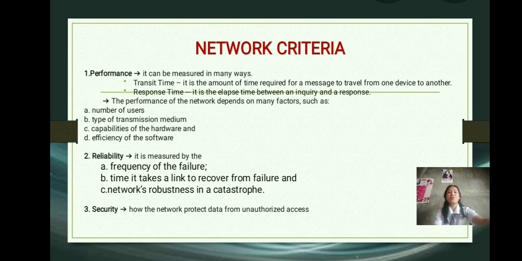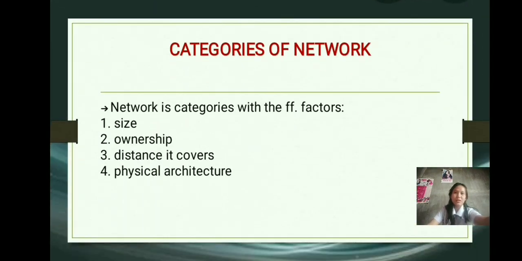Number 3, security. It is how the network protects data from unauthorized access, as stated in our slide. It is the protection of hardware, software, and data from unauthorized access. Restricting physical access to computers, password protection, limiting user privileges, and data encryption are commonly used methods of securing our data. So that is security.